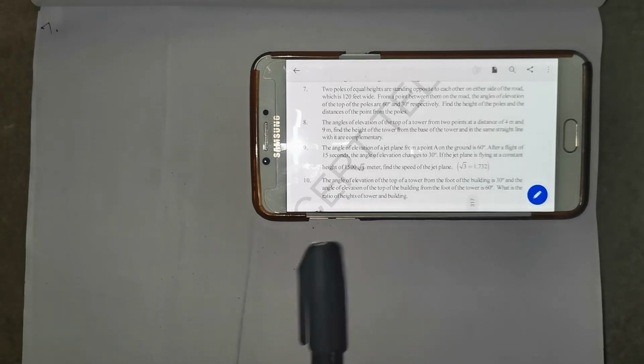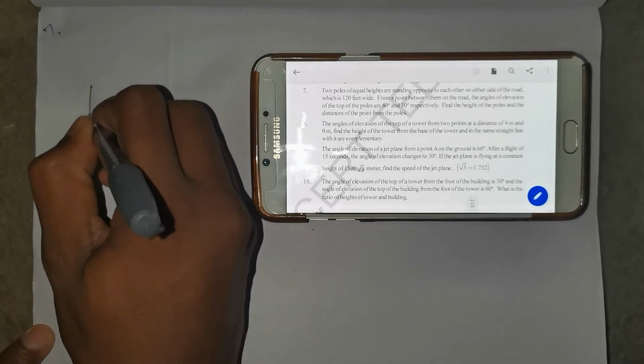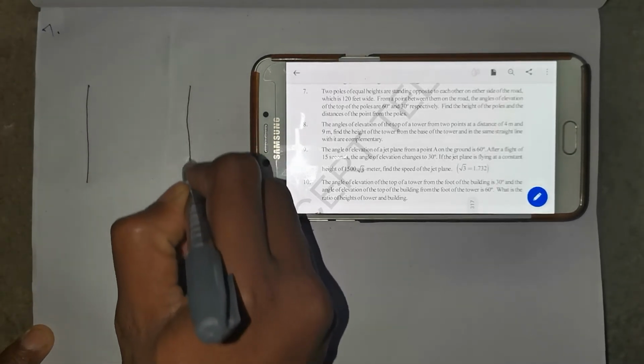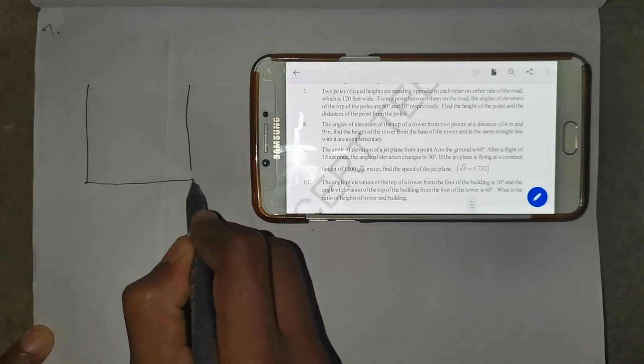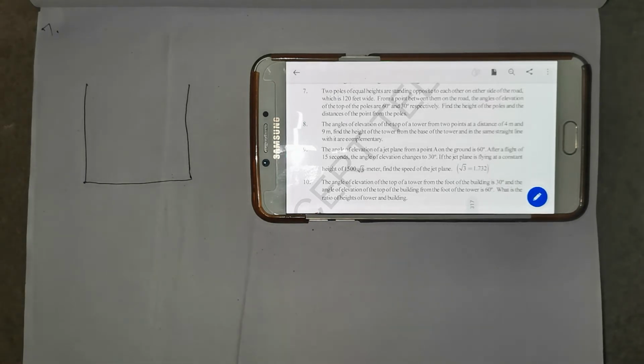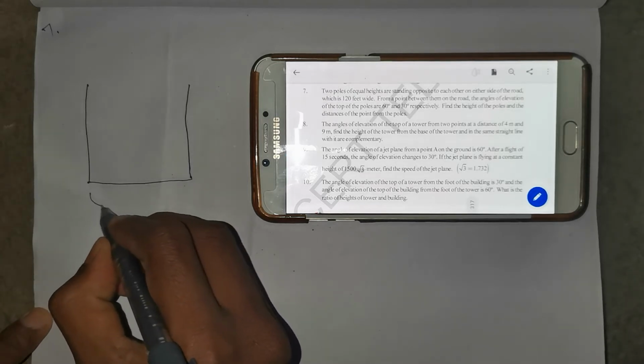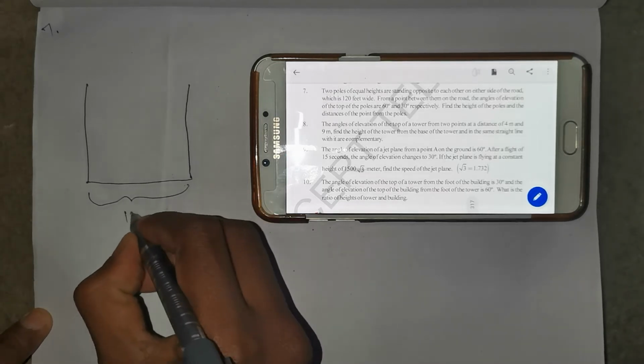Okay, next, question number 7. Two poles of equal heights are standing opposite to each other on either side of the road. Two poles which are having equal heights, and the road is 120 feet wide. This road width is given as 120 feet.